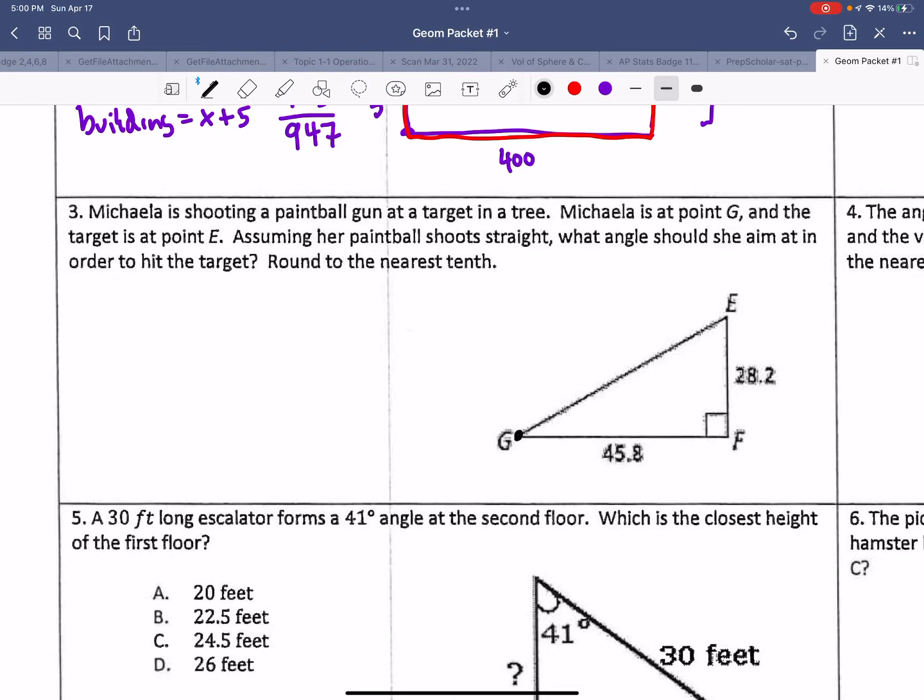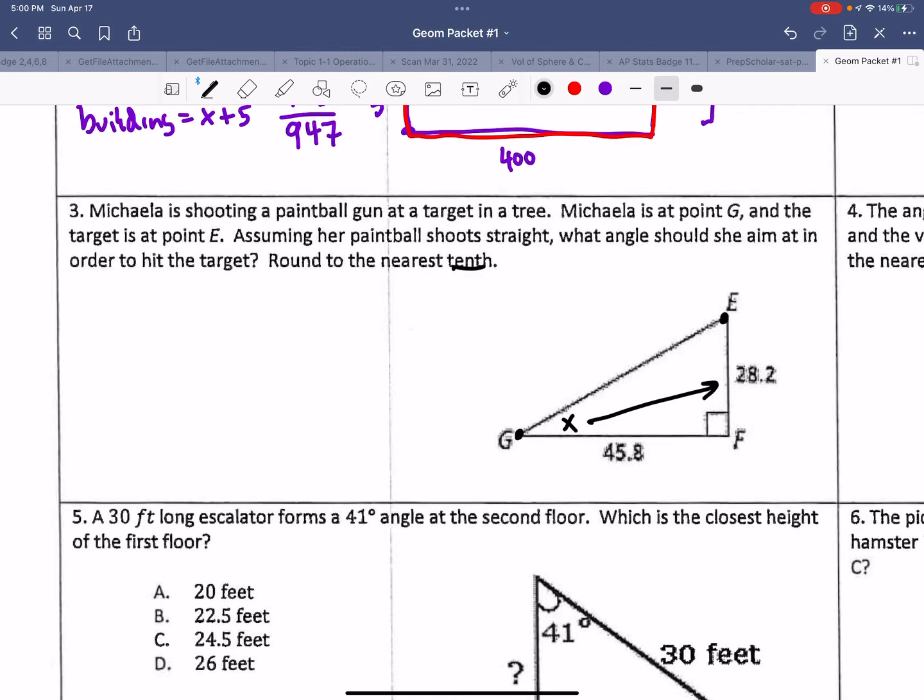Oh, she's at G, and she points at the target at E, assuming it goes straight. What angle? So we make X the angle we don't know. Round to the nearest tenth. So we see we have opposite. Nothing to write down for hypotenuse, but adjacent. So we're hoping you recognize we need tangent.